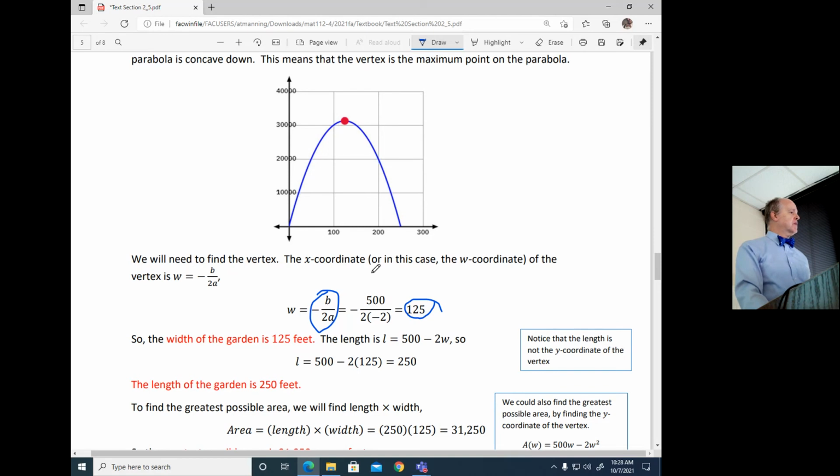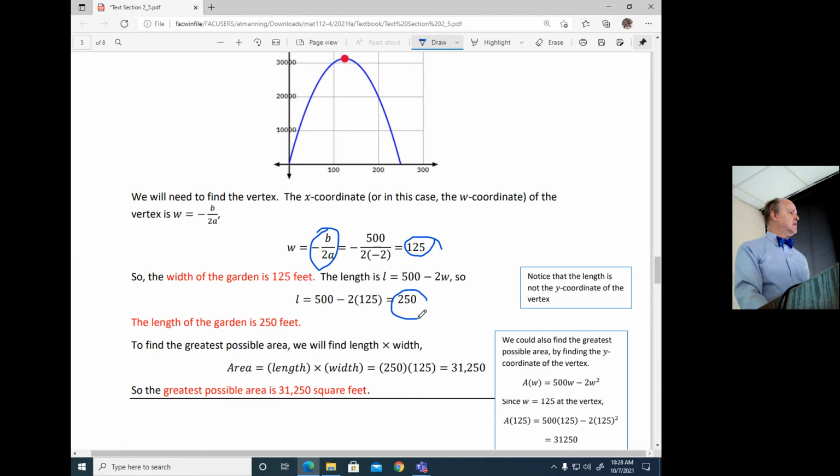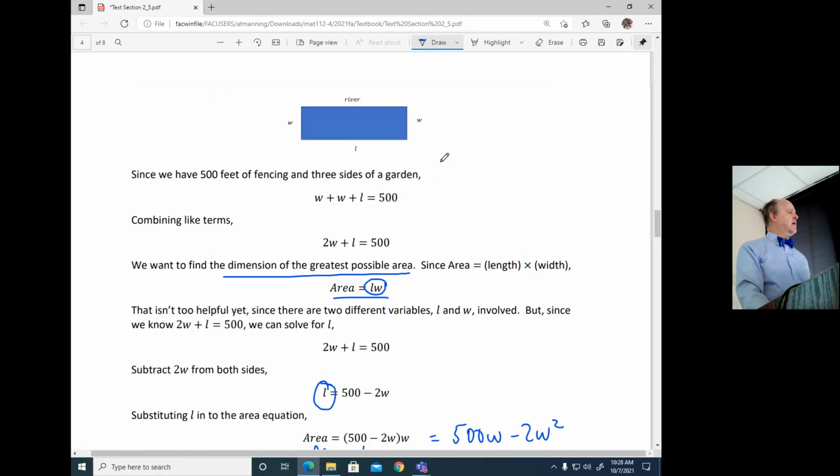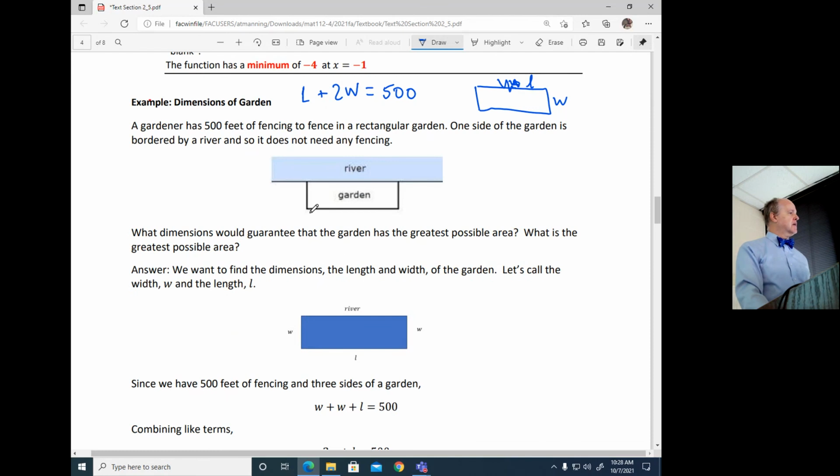Don't have to worry about what the curve is. All I have to worry about is what W gives me that maximum. Well, I know that a W of 125 means my L is 250. So an area of 125 by 250 gives me my maximum area that I could fence with 500 feet of fencing on 3 sides of a pasture.